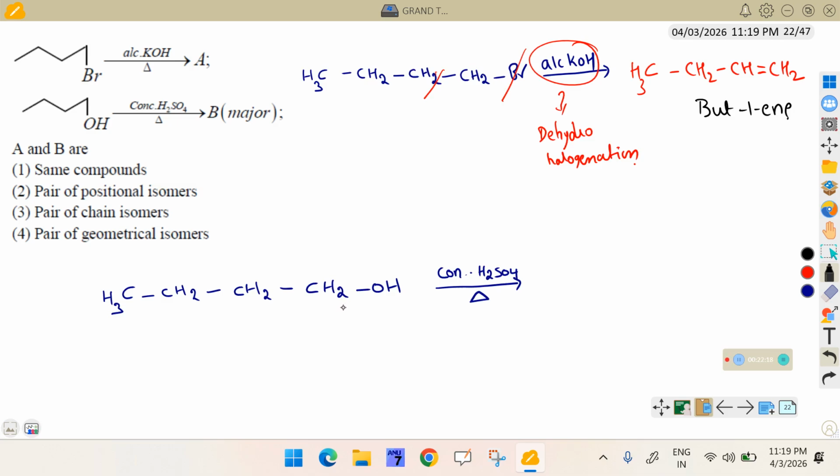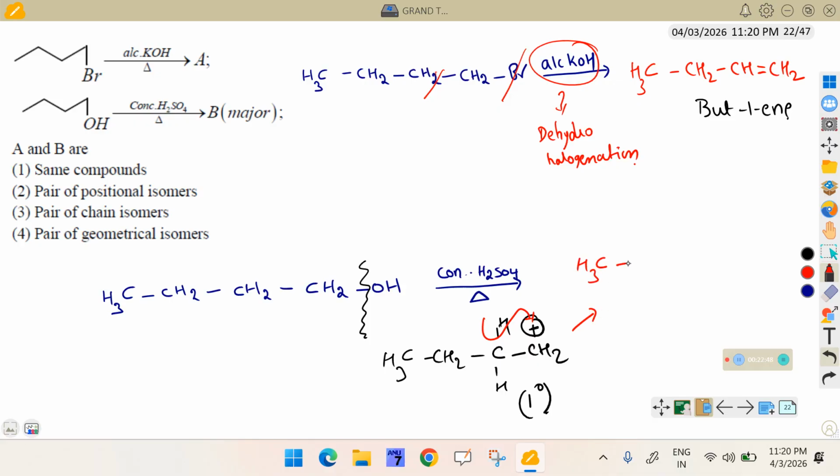Alcohol treated with concentrated H2SO4. First, remove OH minus. Then it gives CH3, CH2, CH, CH2 positive charge. A 1 degree carbocation is formed. A 1 degree carbocation is highly unstable. That's the reason a hydride shift takes place. Then it is converted to CH3, CH2, CH positive charge, CH3. This is a 2 degree carbocation.